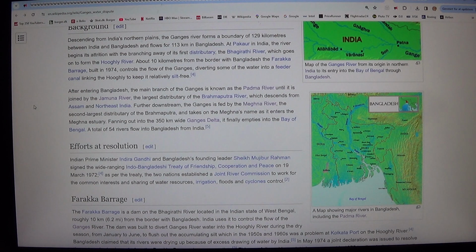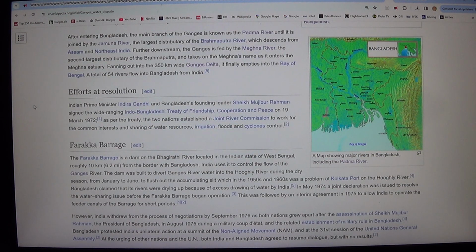After entering Bangladesh, the main branch of the Ganges is known as the Padma River until it is joined by the Jamuna River, the largest distributary of the Brahmaputra River, which descends from Assam and northeast India. Further downstream, the Ganges is fed by the Meghna River, the second largest distributary of the Brahmaputra, and takes on the Meghna's name as it enters the Meghna estuary. Fanning out into the 350 kilometers wide Ganges Delta, it finally empties into the Bay of Bengal. A total of 54 rivers flow into Bangladesh from India.